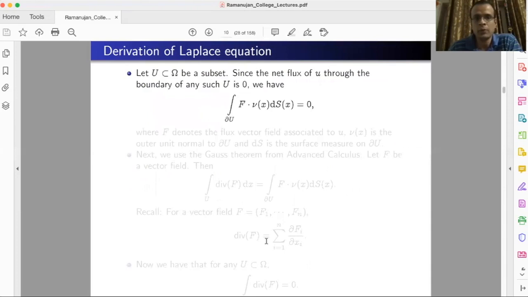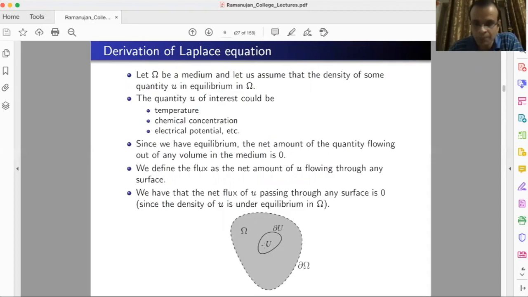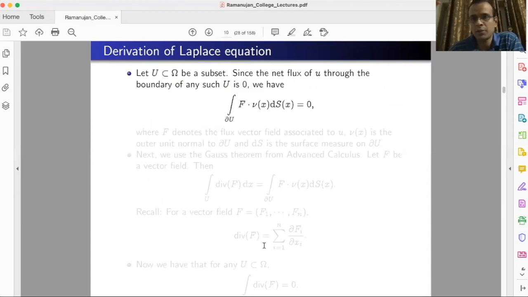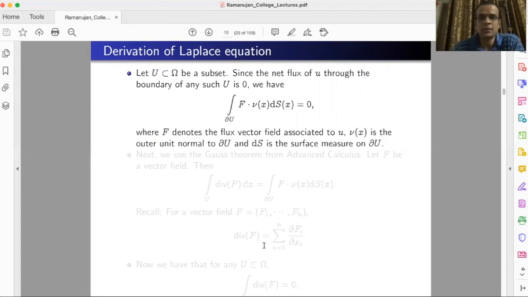With this as the hypothesis, let's see what we get. Let U contained in omega be a subset. Since the net flux of u through the boundary of any such U is zero, we get that the integral of f dot nu dS(x) is equal to zero, where nu is the outer unit normal and dS(x) is the surface measure on the boundary of U. And f is what we call the flux vector field.